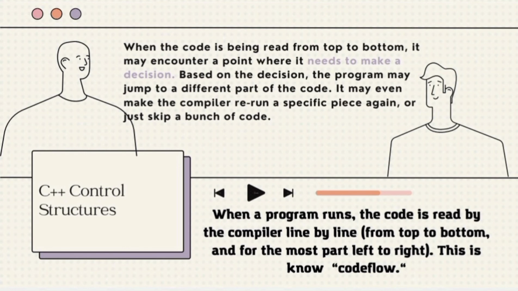C++ control structures. When a program runs, the code is read by the compiler line by line, from top to bottom, and for the most part left to right. This is known as code flow. When the code is being read from top to bottom, it may encounter a point where it needs to make a decision. Based on the decision, the program may jump to a different part of the code. It may even make the compiler rerun a specific piece again, or just skip a bunch of code.